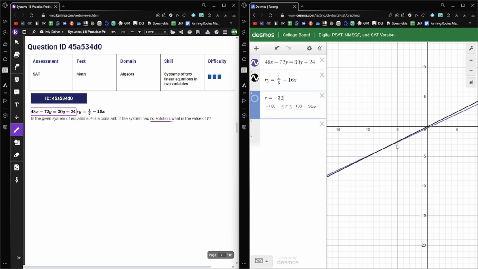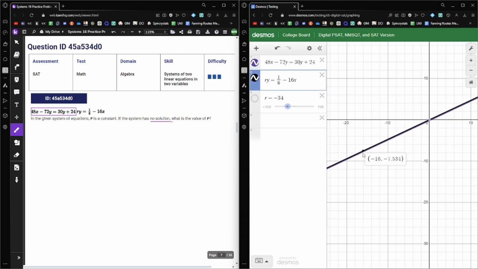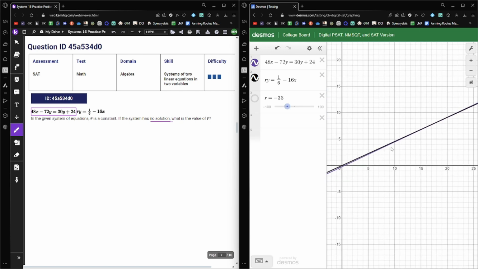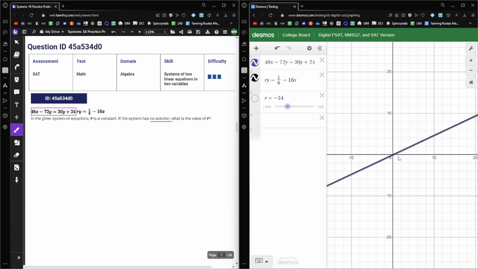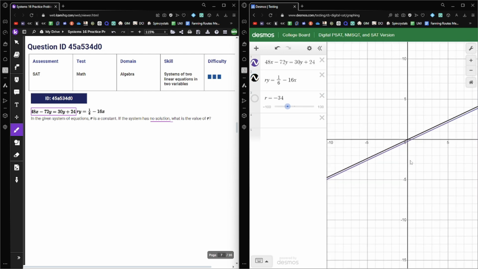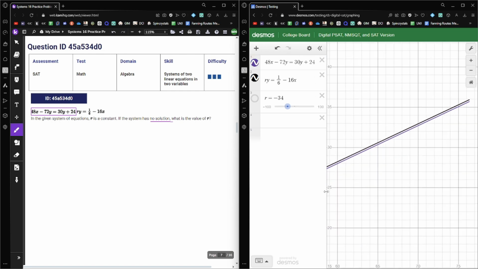Negative 32? Also no. Okay, let's go up. Negative 34? Okay, I think it's negative 34. Let's try negative 35. Oh yeah, negative 35 intersects right there. So our answer is gonna be r is equal to negative 34. Just to check, gotta go both directions. Yeah, I'm pretty sure r is equal to negative 34.